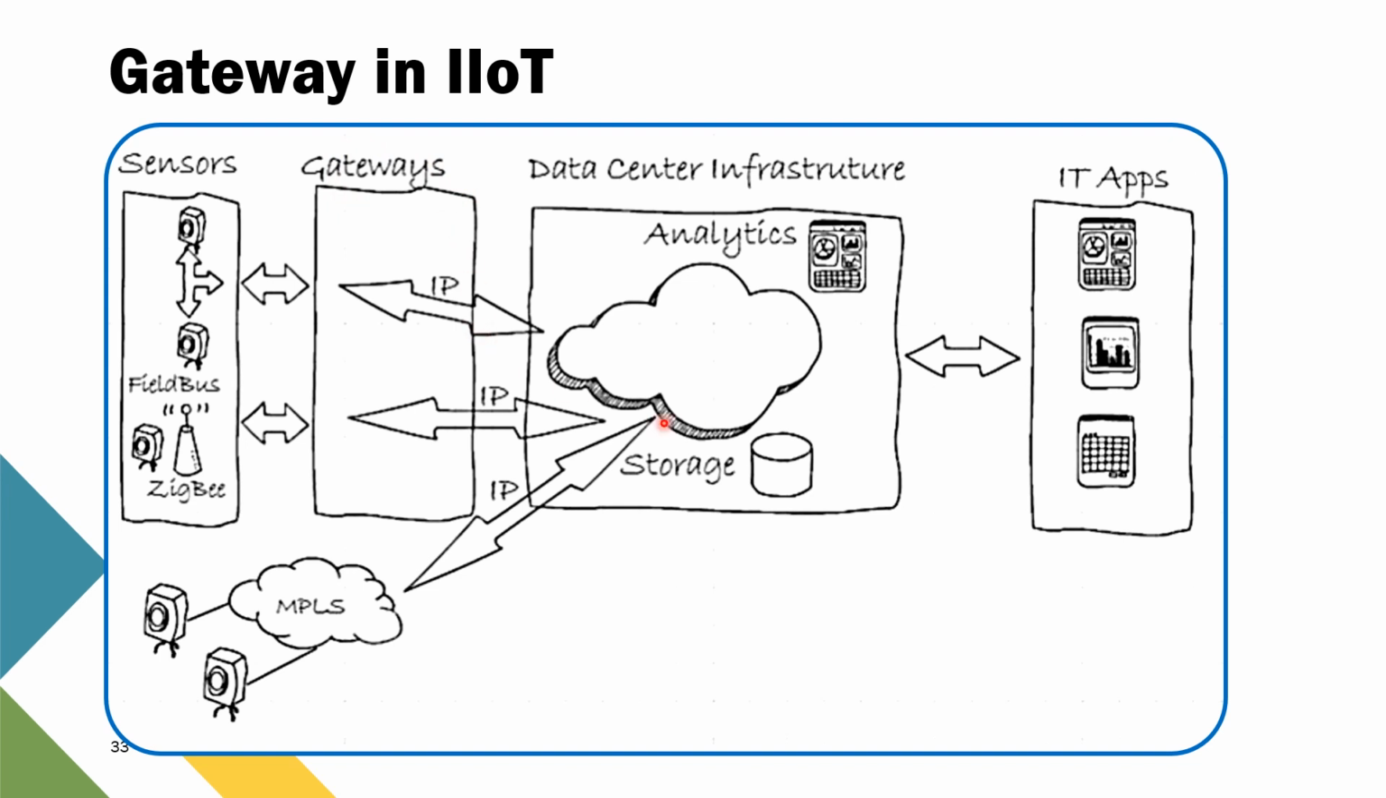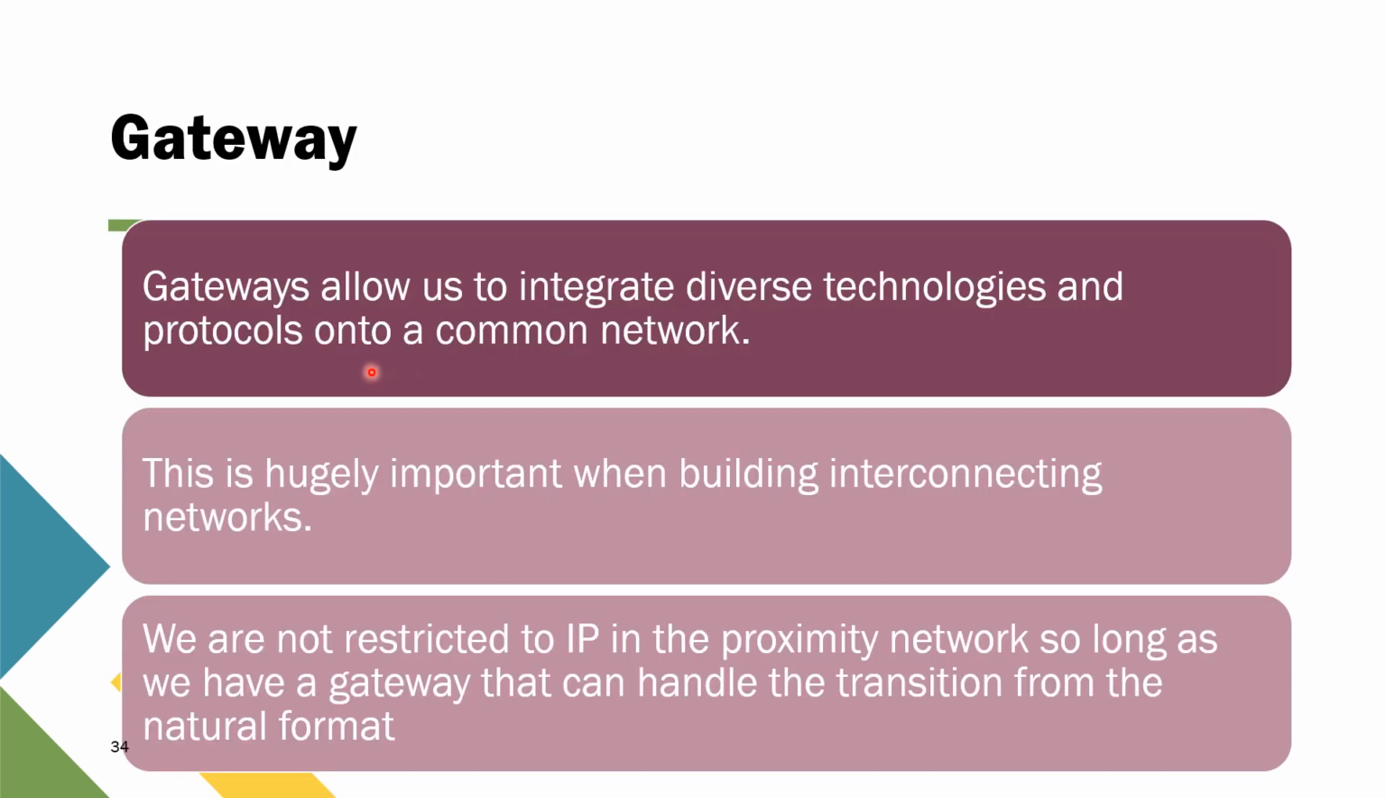After that, the data will be analyzed and go into the IT apps or something visible to the consumers, to the people to use. So that's the purpose of the gateway. From the example, we can say that the gateway allows us to integrate diverse technologies and protocols into a common network. This is very important when we want to build an interconnected network.